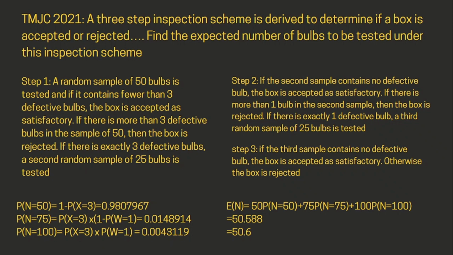So after that, when we get to the second box, we want to find the case where we don't need to do any more tests. So in this case, it's going to be 1 minus the probability that we go on to the third box, which in this case is going to be P(W) equals 1. So that's how we get the second probability.